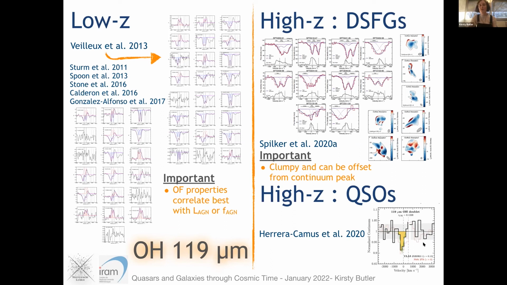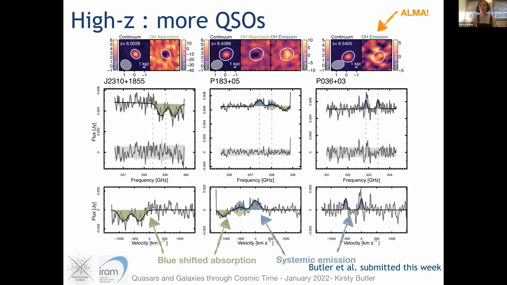We asked ALMA if we could look at 3 far infrared bright QSO hosts at redshift greater than 6, and this is what we got. So I'm going to call them Quasar 1, 2, and 3. And what we found was the continuum at high signal to noise, but also an OH detection.